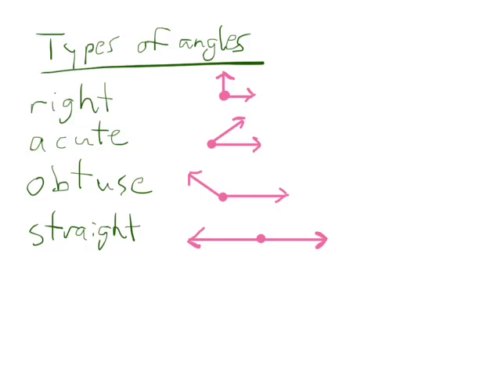Okay, and a way to remember this difference between acute and obtuse is, acute, you think of something tiny or small, and then obtuse sounds kind of like obese. So obese, you think of someone that's large. So obtuse is larger than 90, acute is smaller than 90.